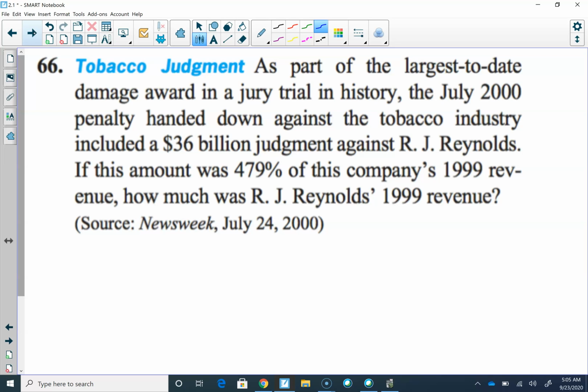66 is similar. I just want to go over the decimal of that one is going to be 4.79 because you're going to move that decimal over 2 places to the right. So I know that looks a little weird with the 4.79, but that's how that one works. So you can do that either way. You don't have to do it both ways.